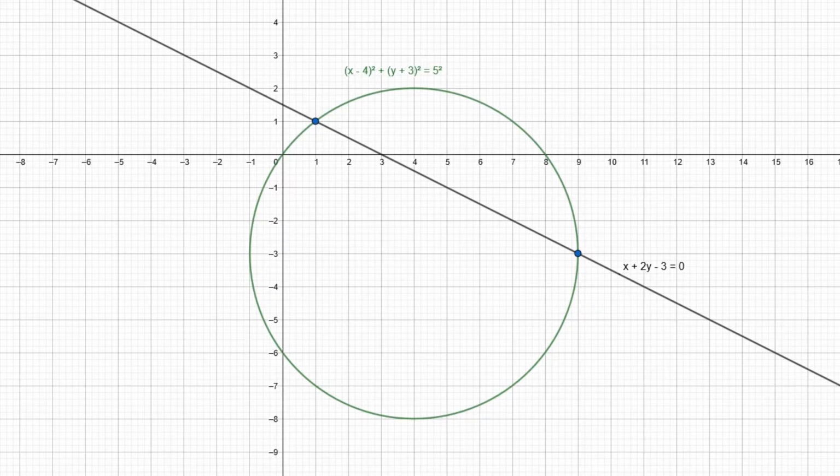Bringing the axes back, we can now see that we have the correct points of intersection.